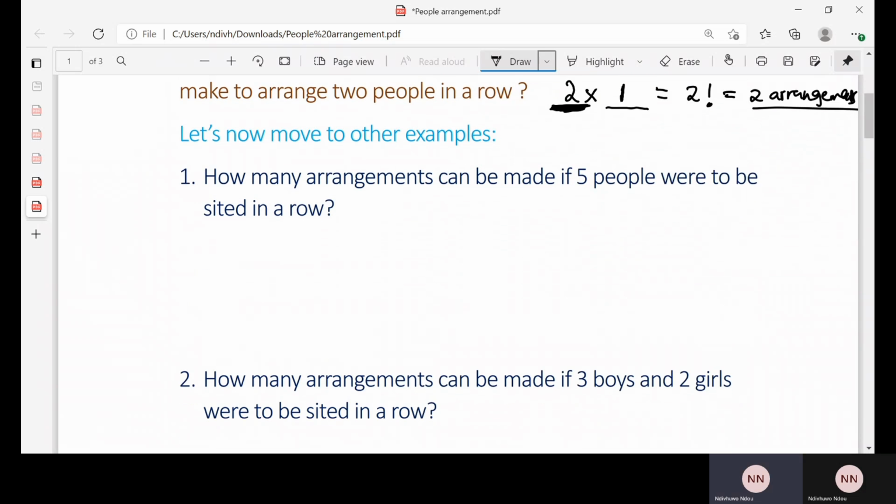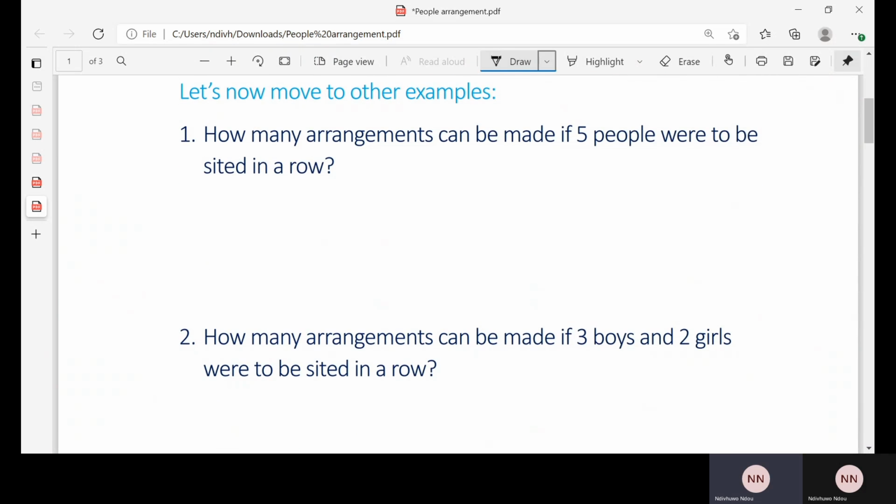Let us now move to other examples. How many arrangements can be made if 5 people were to be seated in a row? We can't do it manually because this will be too long. So we are going to use the fundamental counting principle as it is the shortest way to determine the total number of arrangements that we can make. We have 5 people, which means we must have 5 chairs: 1, 2, 3, 4, 5.